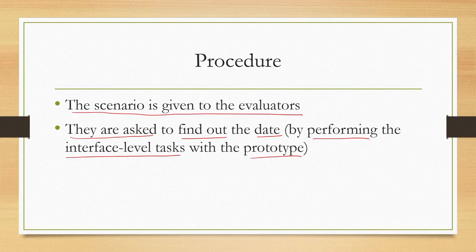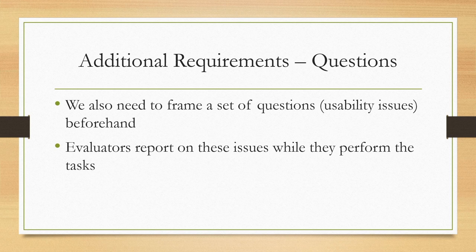So, the prototype is created to carry out these tasks. That means, you have a vertical prototype where screen changes take place by some means of interaction which you specify, indicating the completion of the tasks. Now, this prototype you give to the individual evaluators in the team and ask them to carry out the interface level tasks to achieve the overall objective of identifying the date. So, you have identified the task scenario, created a prototype, identified the evaluation team, and given the prototypes to each member of the evaluation team to generate usability reports.